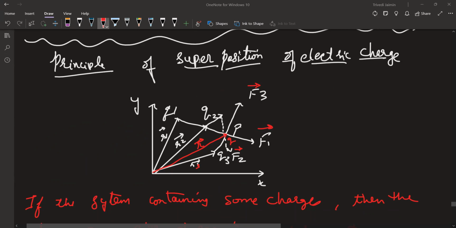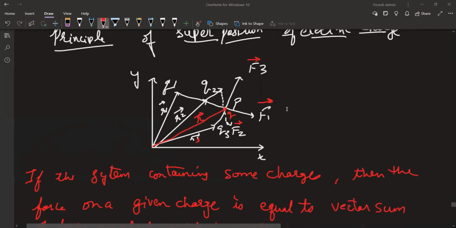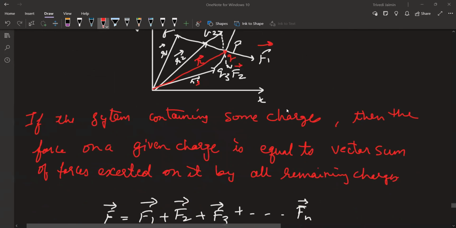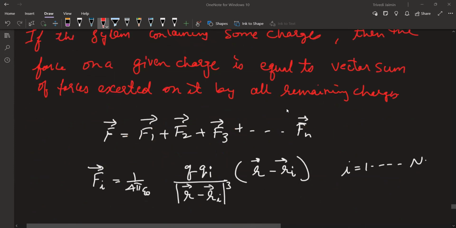Yes, Jafar, you are about to say something? Yes, sir. If there are n charges in a given system, then the individual forces acting on each body, its resultant will be the sum of all individual forces added up. Exactly. So if the system contains some charges, then the force on a given charge is equal to the vector sum of the forces from all the other charges. Force F1, F2, F3, we are summing it.